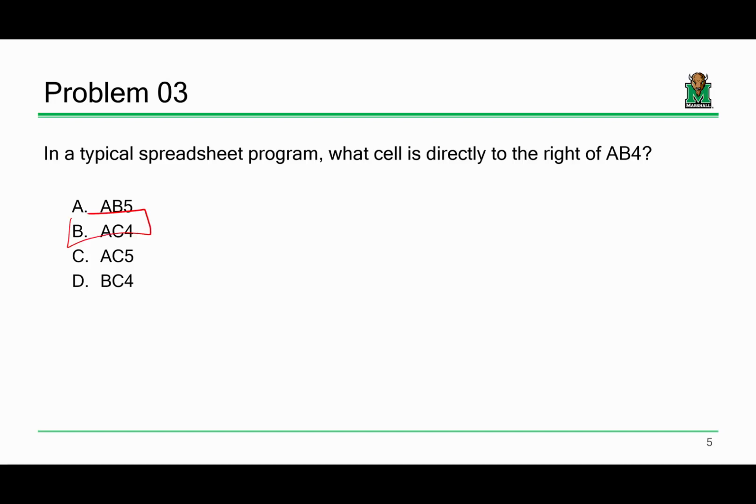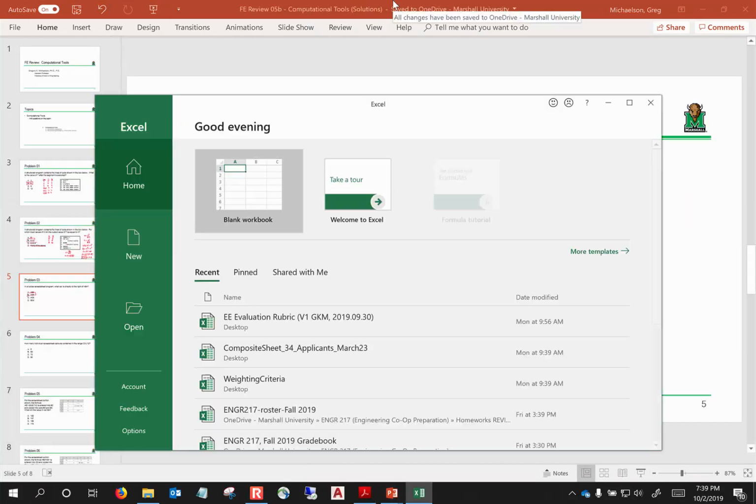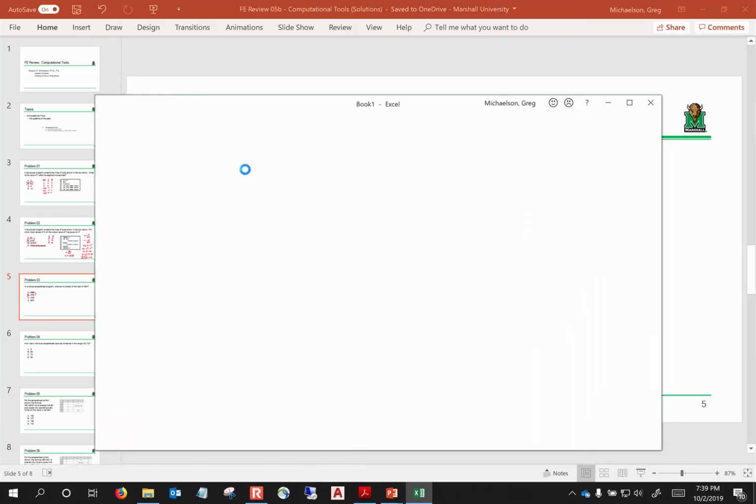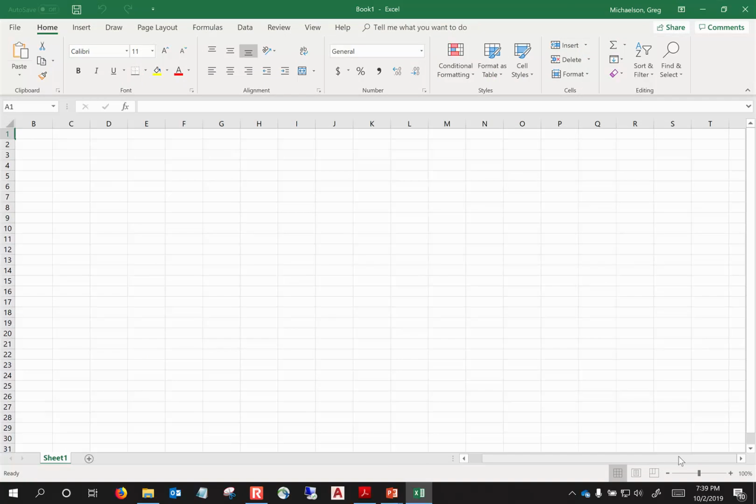And I promise it wasn't on purpose that the last three questions all had a choice of B. That was totally by accident. But again, this just furthers my point. Again, you can just open Excel and just look. So cell AB4, just scroll over.